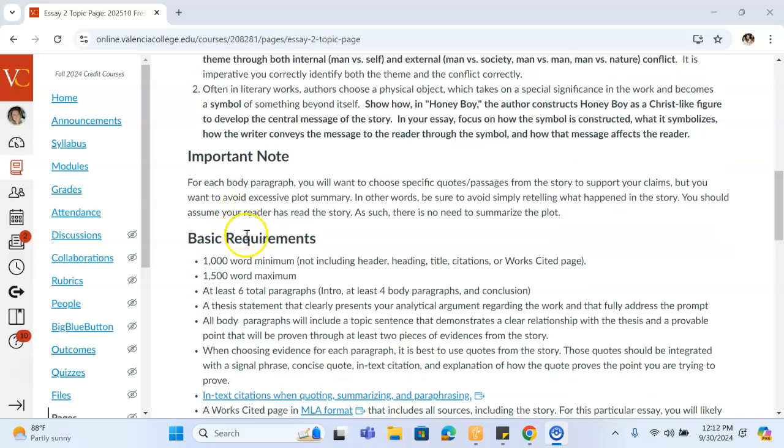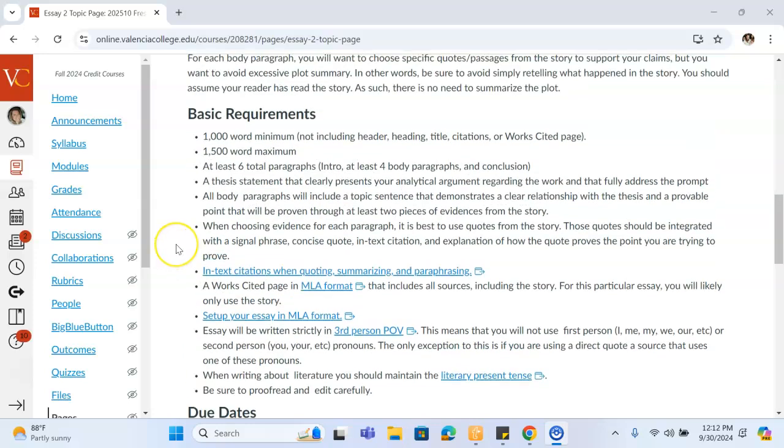Important note: for each body paragraph, you will want to choose specific quotes and passages from the story to support your claims, but you want to avoid excessive plot summary. You can provide some context, but you don't want to retell the story. In other words, be sure to avoid simply retelling what happened in your story. You should assume your reader has read the story. As such, there's no need to summarize the plot. And we'll talk about this more as we work through this process for each class.